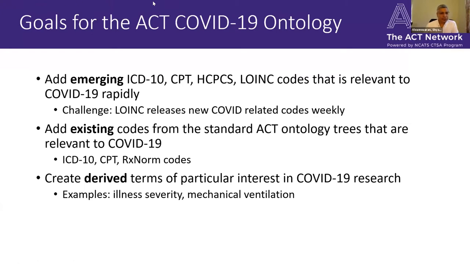So the goals that we have for the ACT ontology are to include, number one, the emerging codes. So there are new COVID-related terms, which you find in the standard terminologies, which include ICD-10, CPT, HCPCS, and especially LOINC. So LOINC produces a handful of new lab codes every week, which are relevant to COVID-19. So one of the challenges in developing this ontology is that we need a rapid release cycle to be able to capture all the new and emerging terms that are relevant for COVID research.